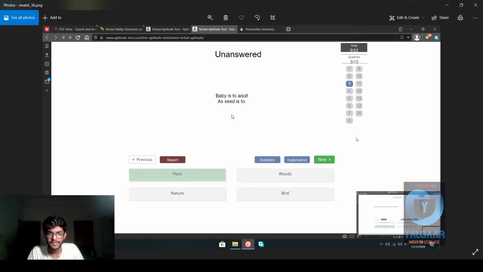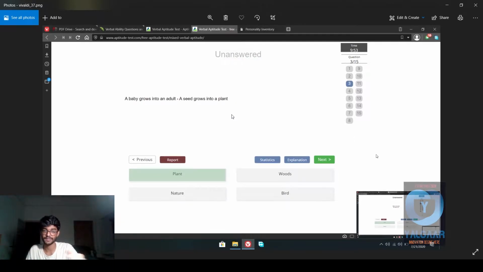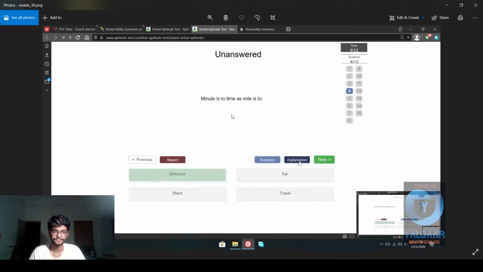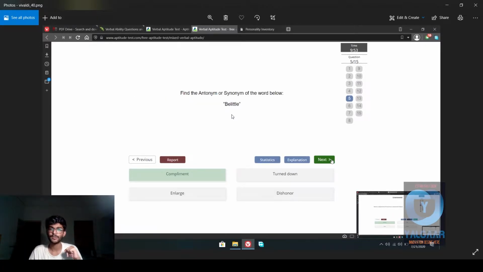Baby is to adult as seed is to what? So baby becomes an adult, seed becomes a plant. That is why the answer is plant. Minute is to time as mile is to what? So minute is a unit of time, mile is a unit of distance. Hence, yeah. Antonym or synonym of the word belittle.